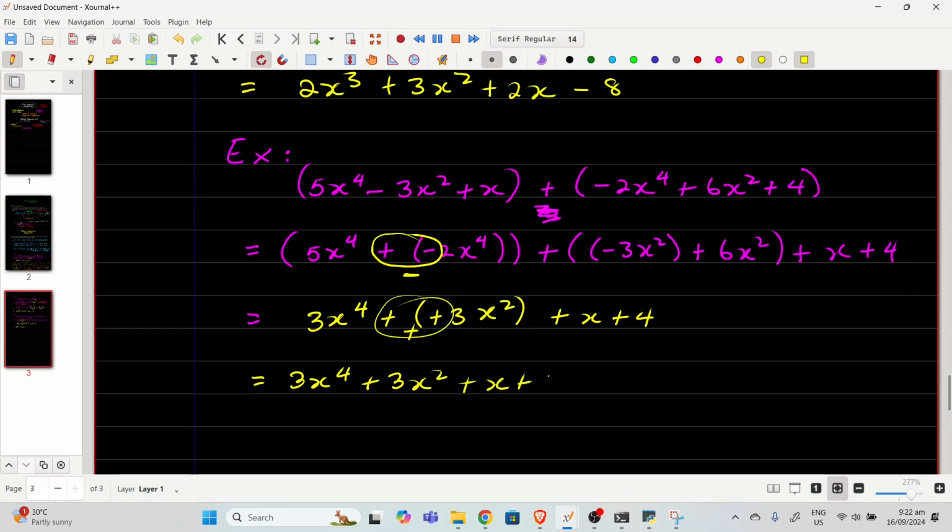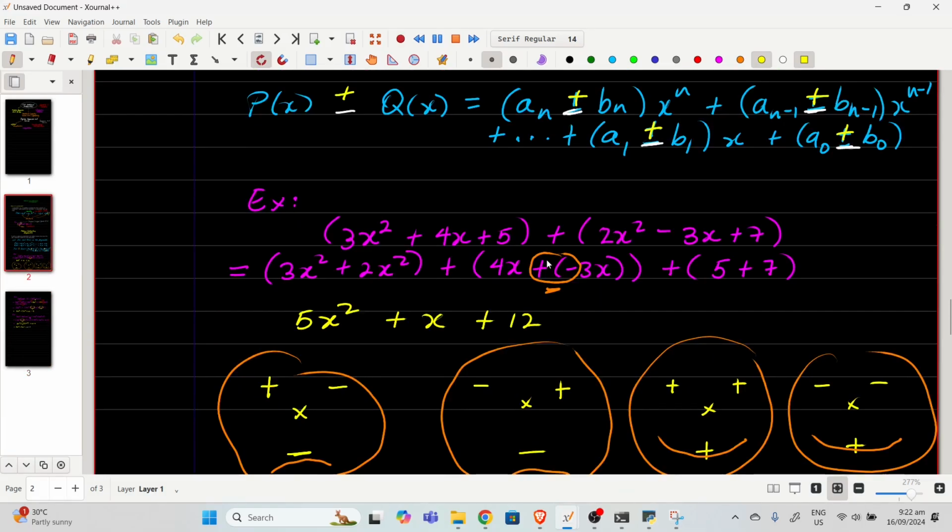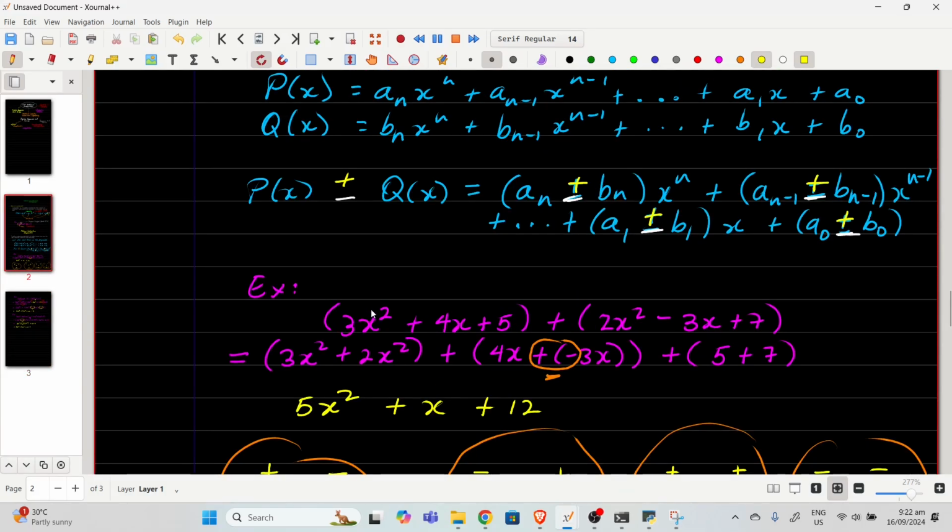plus x plus 4. Now, as you can see, with each one of these, what we're doing is we're taking the terms inside of them, we're using the operator that they have in between them, and then we're adding each one of those terms that we combine together. So we took the 3x squared and the 2x squared, we put it in a bracket, we resolve it, and we add it to the next result.